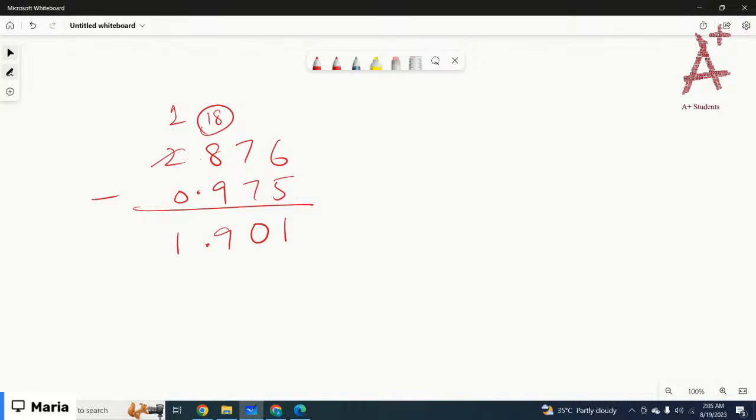So you have to estimate the answer. You have to round off the answer. So how can you round off? That is 1.9. When you round off, it would be 2.0. 1.9 is rounded off to 2.0. So the correct option is 2.0.